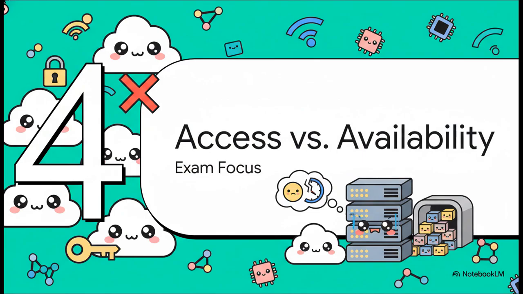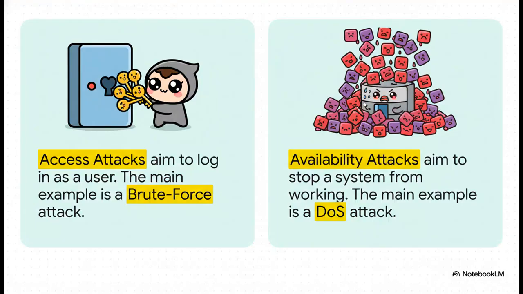Okay, let's pull these two big ideas together now. For your exams, it is absolutely essential that you understand the difference between an attack that targets access and one that targets availability. So let's make it crystal clear. Access attacks, like a brute force attack, their aim is simple, to log in as a real user, and their method is guessing passwords. On the other hand, we have availability attacks, like a denial of service attack. Their aim? To stop the system from working, and their method is to overload it with requests. See? Totally different goals, totally different methods.